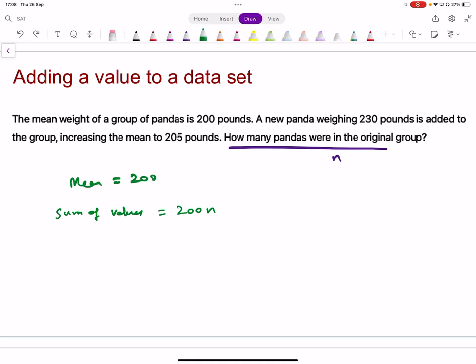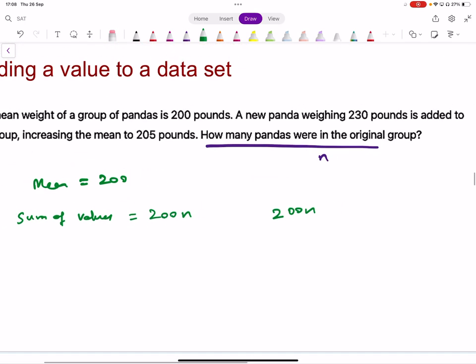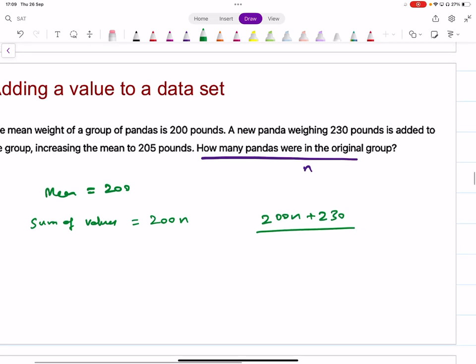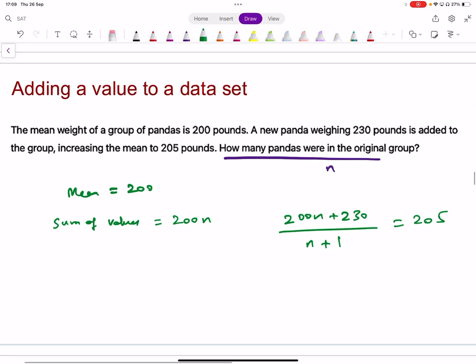Now what happens is another panda is added, and this one has a weight of 230. Now the original sum of values was 200n. You add 230 more to it. What's the total number of pandas now? n plus 1. So this mean has to equal 205 now. That's the new mean. So new mean is equal to new sum of values divided by the new total number of values. The number of values is now one more than it was initially, so that's n plus 1. Sum of values was 200n earlier. Now it's 200n plus 230. And that should give us the result.